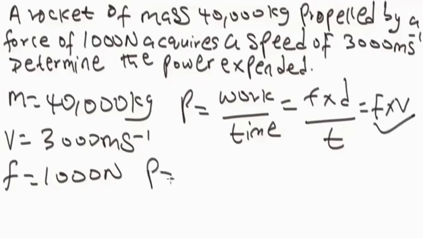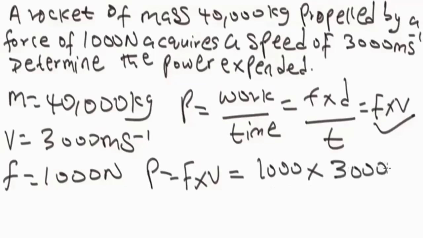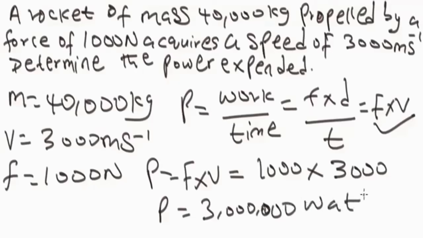So power in this case will be force times velocity, which will be, the force here is 1,000 times 3,000. When you multiply this, you're going to have 3 million. So we're going to have 3 million watts. So this will be the answer to this question. So let's solve one more problem on this before I call it a class.